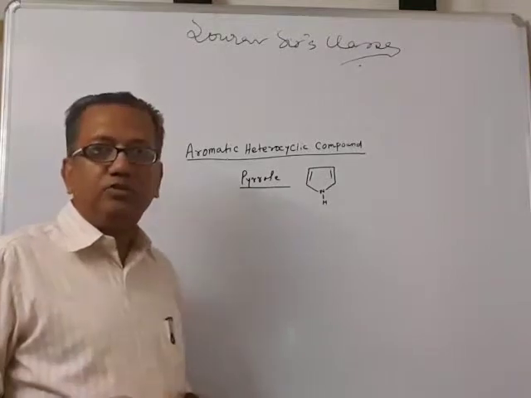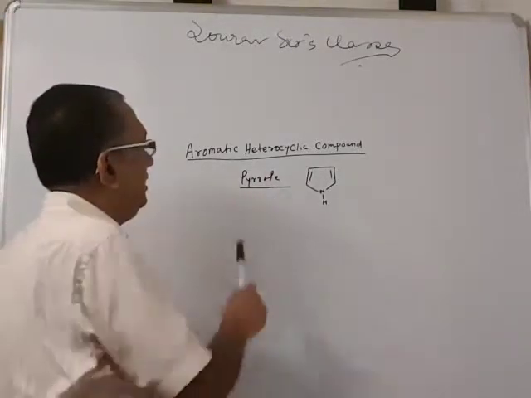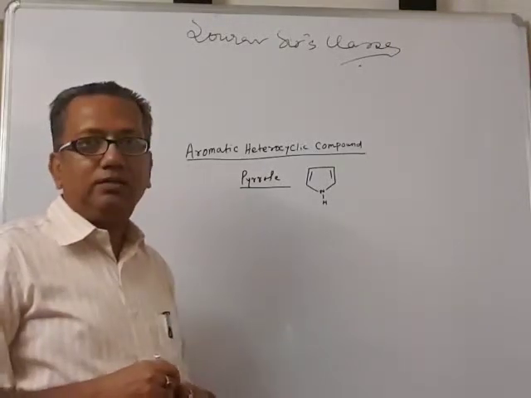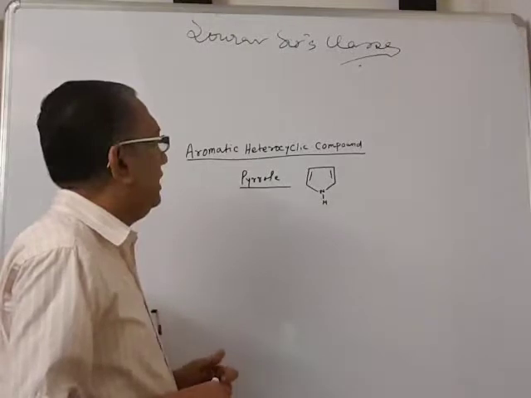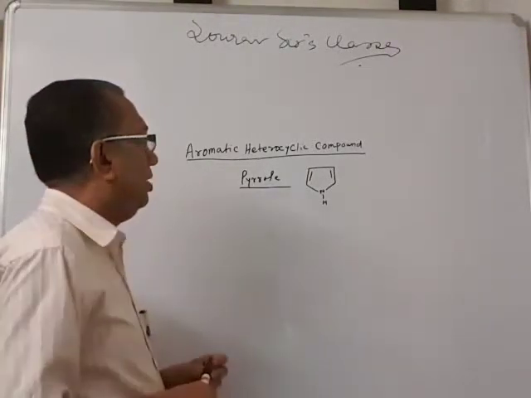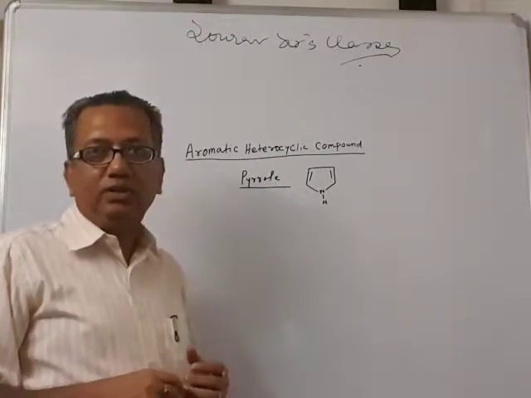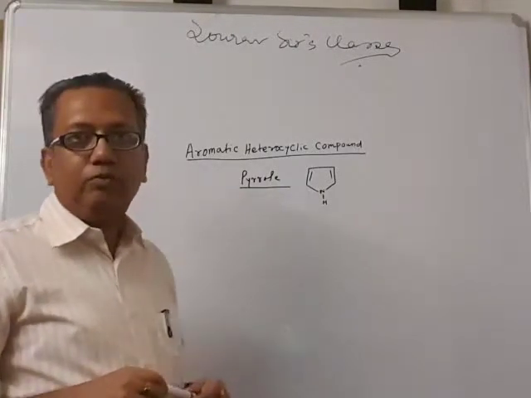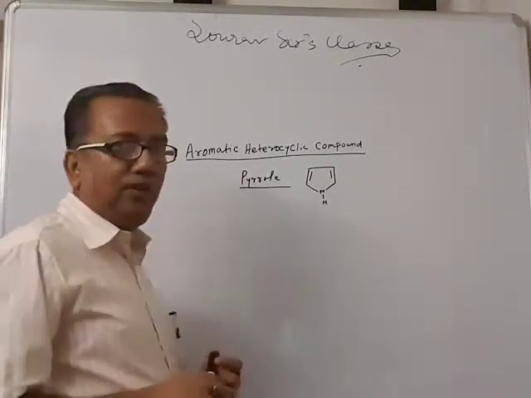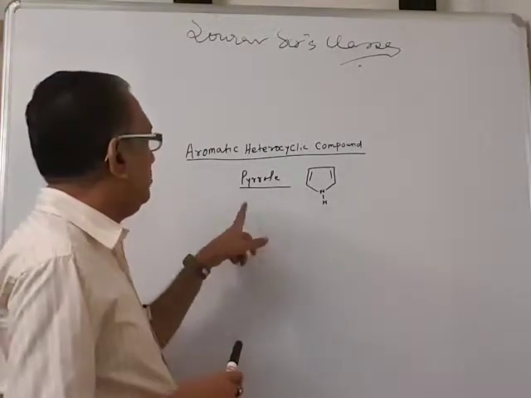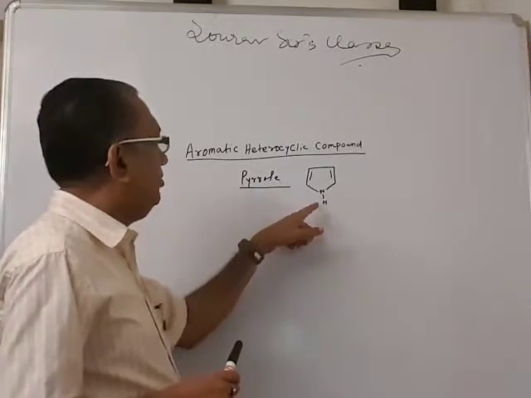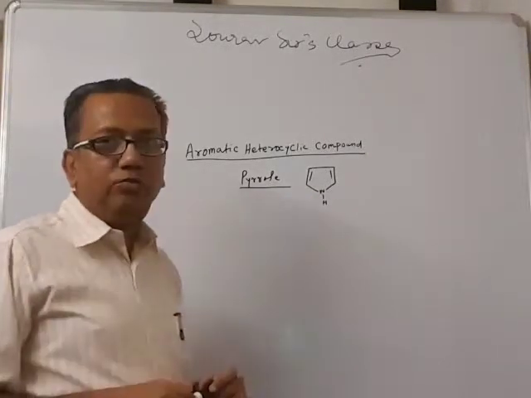We are discussing the aromatic heterocyclic compounds, and today we will discuss some aromatic heterocyclic compounds. In our previous video, we discussed furan and thiophene, which are aromatic heterocyclic compounds. Furan contains oxygen as a heteroatom and thiophene contains sulfur as the heteroatom. Now today we are considering pyrrole first. This is the 5-membered ring with heteroatom nitrogen.